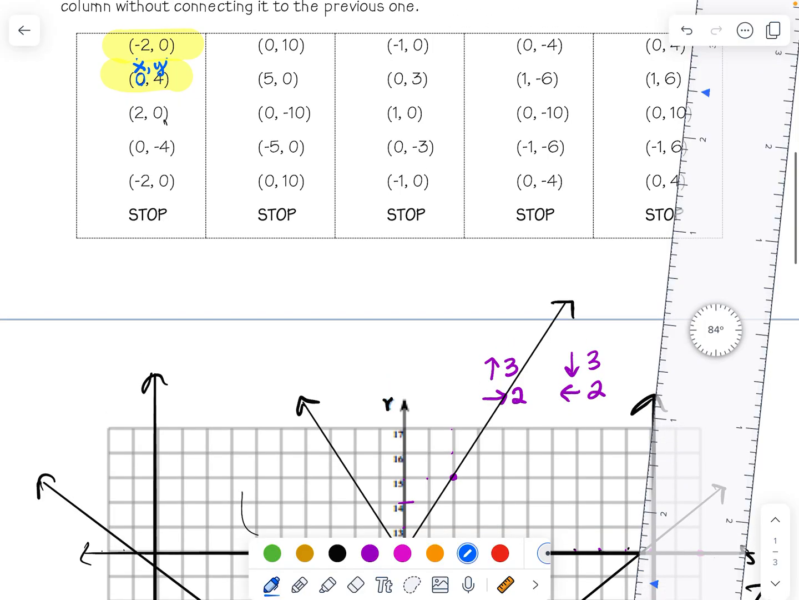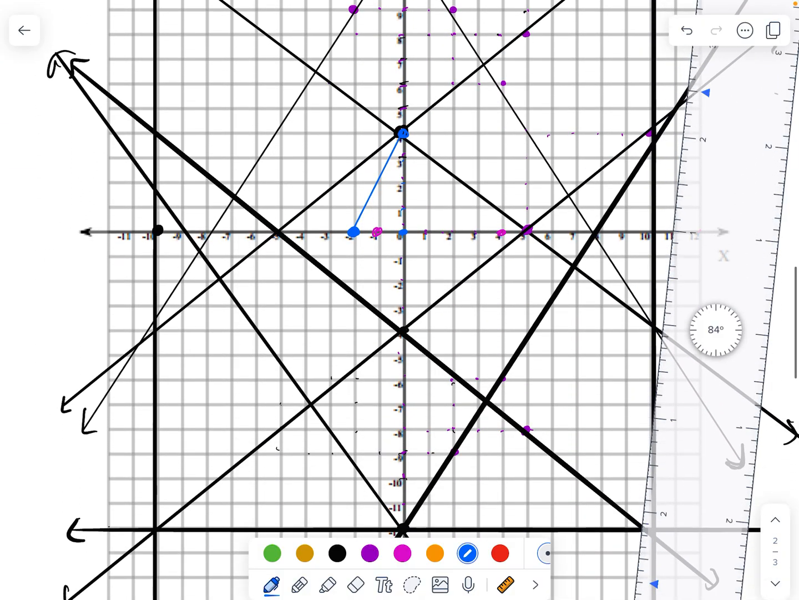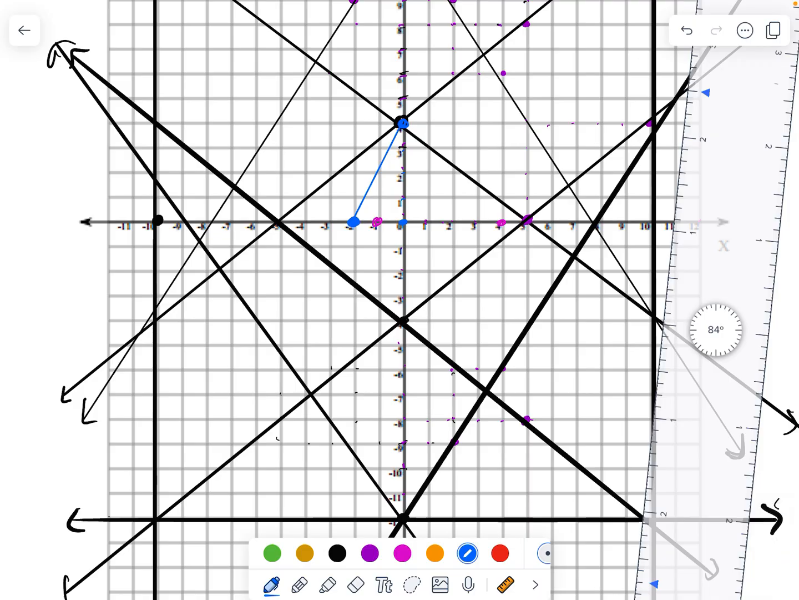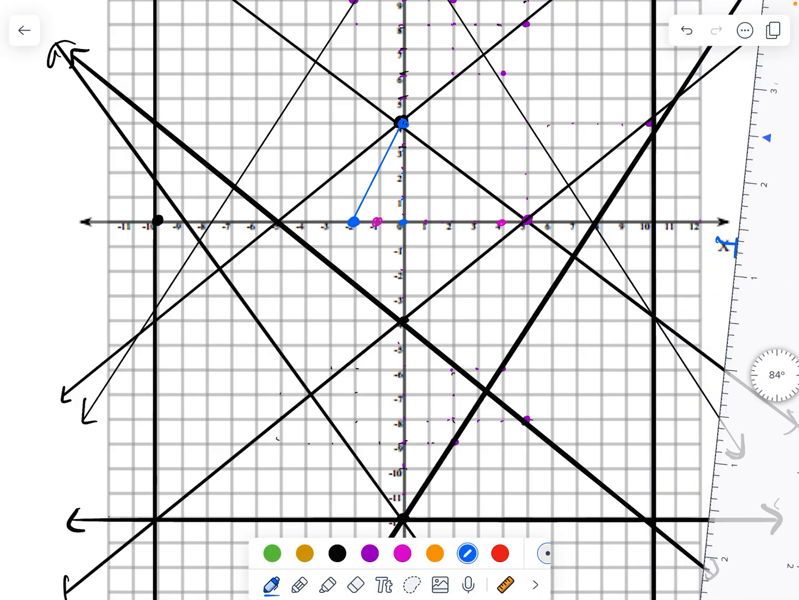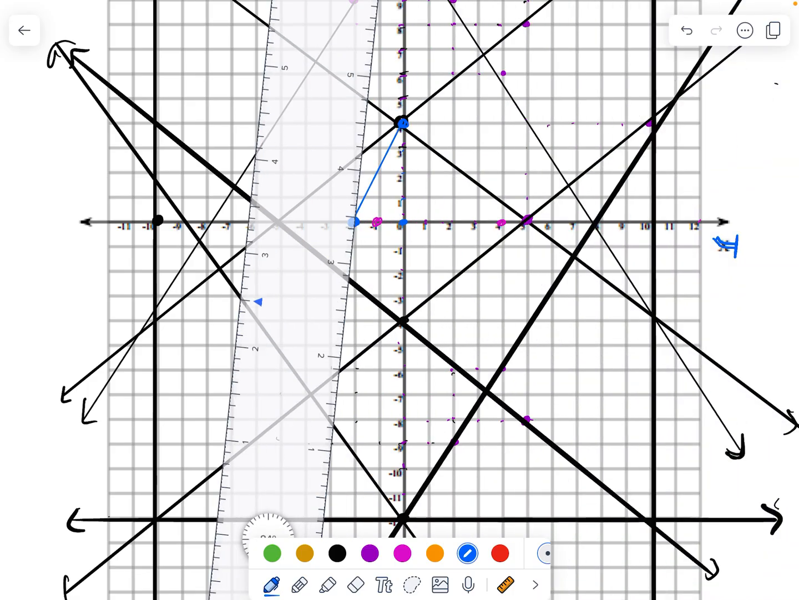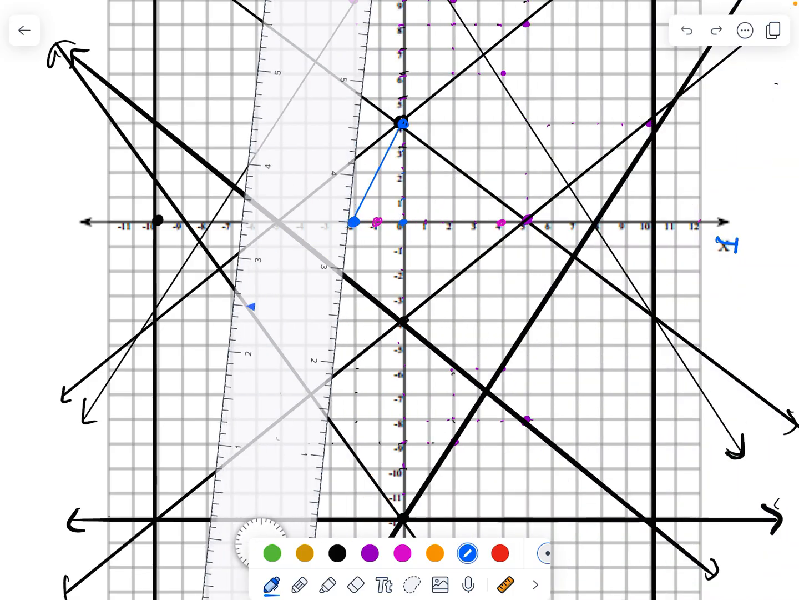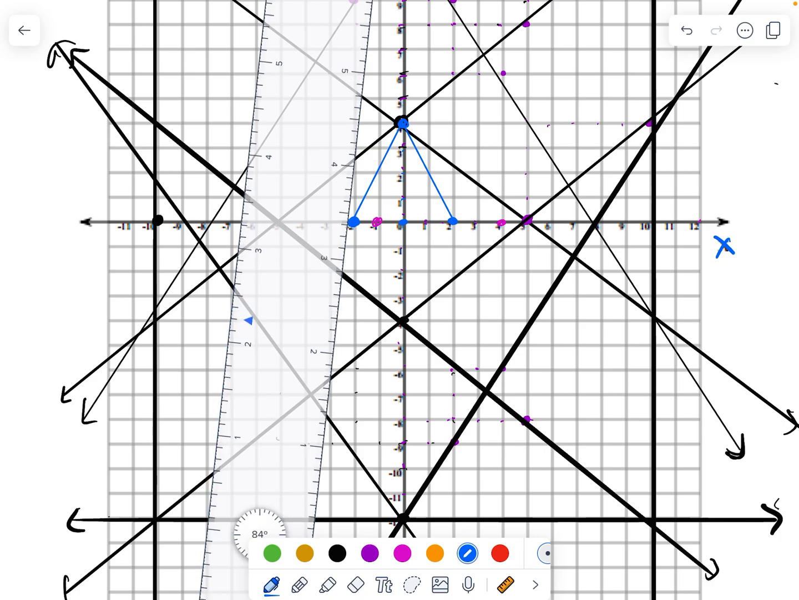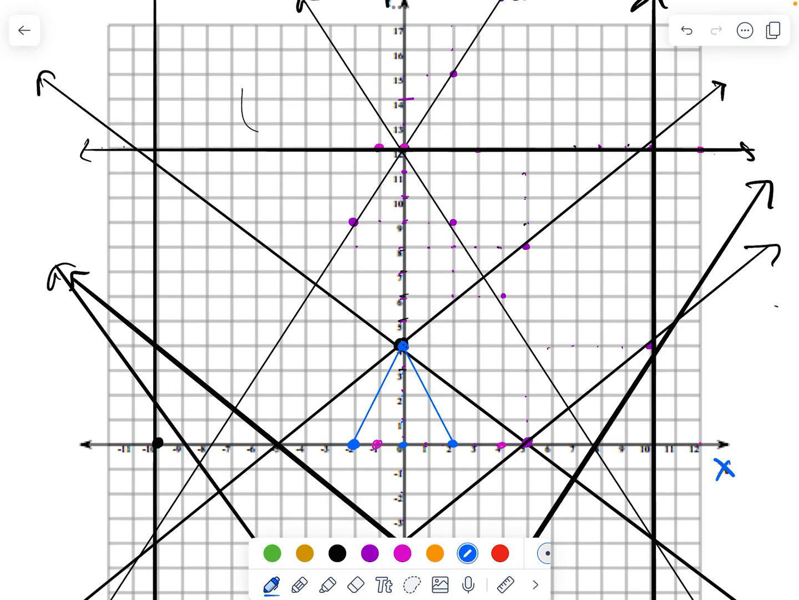Next, let's go ahead and check those off. 2, 0. We're on 2 on the x, and we don't go anywhere on our y. So let's go to 2, looking at our x-axis first. Here's our x-axis. We're going to go over 2 on our x, and we don't go anywhere up or down. So we connect. I can remove that ruler.